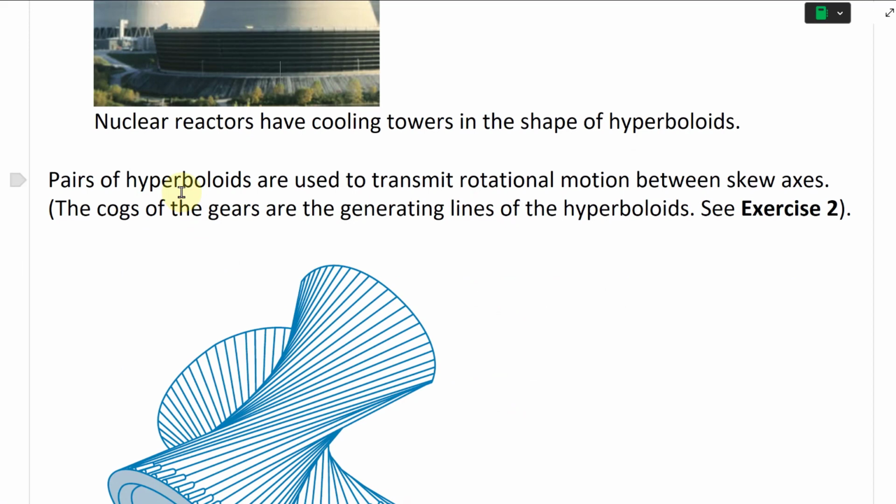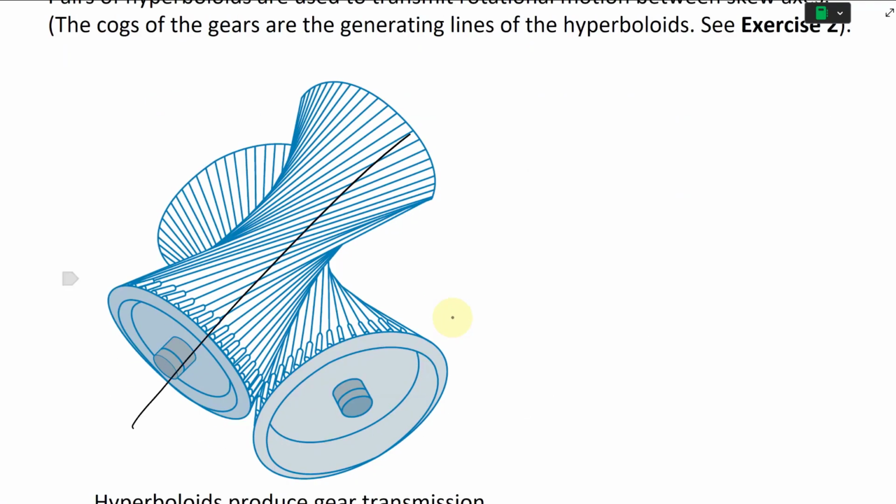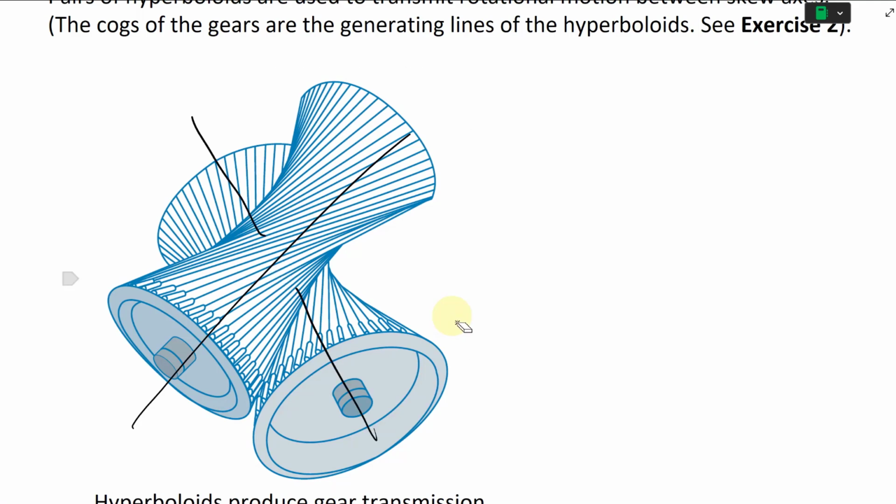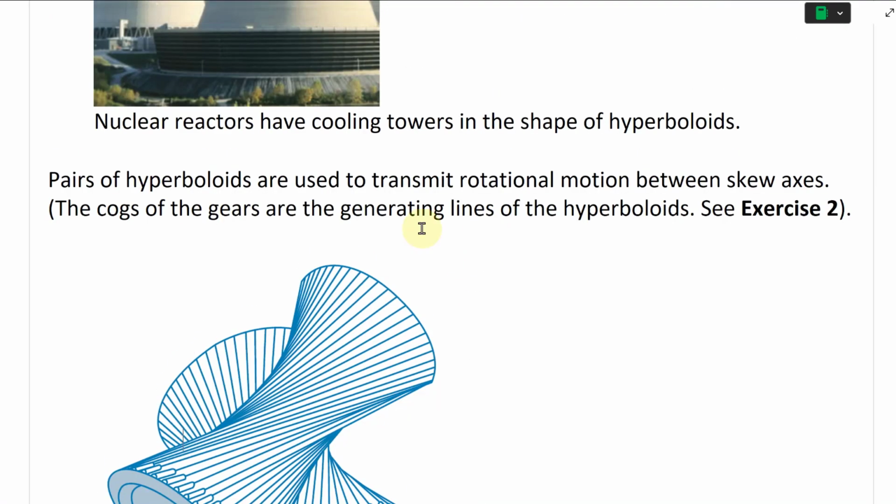And then pairs of hyperboloids are used to transmit rotational motion between skew axes, or basically lines that never intersect each other. Right? So these lines right here never intersect each other, and they're below it. So this goes like this. So it never intersects each other. And that's the skew lines.